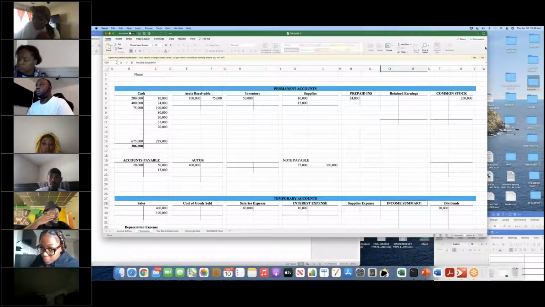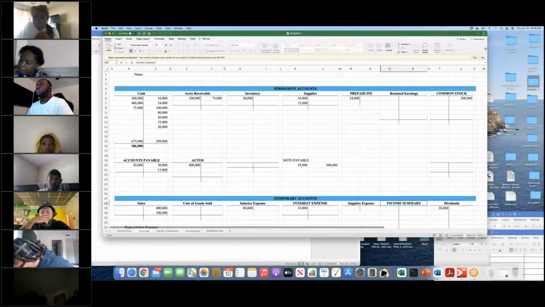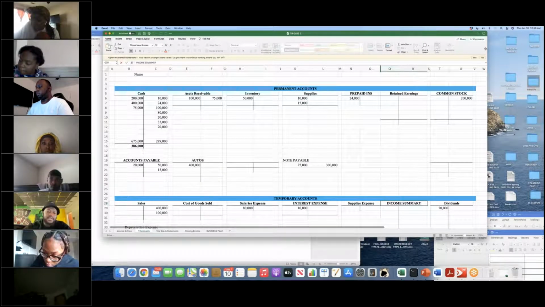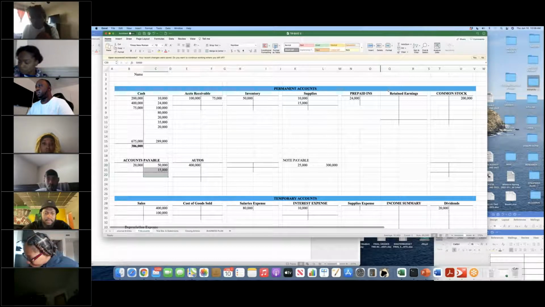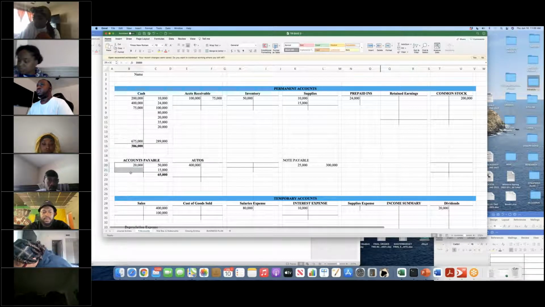Professor? Yes. Can you show me how to do the auto sum again real quick? Okay. Let's look at accounts payable. So we want to put an auto sum here. We click on it. When we highlight it, then we click auto sum. That's all it takes. Got it? Okay, thank you. All right, let's click on it again. Get the other side, auto sum.